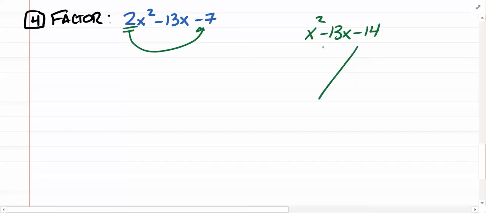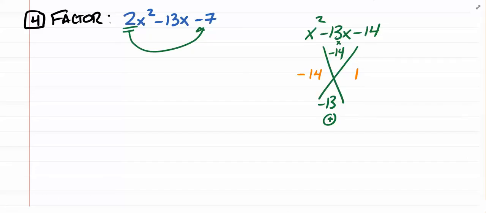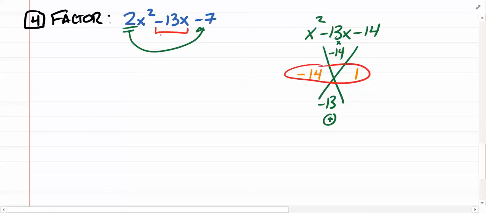From here, I make a diamond problem. Negative 14, negative 13. Two numbers that add to that and multiply to that. Can you find the two numbers? Yes, hopefully you realize that it's negative 14 and the number 1. When you add those two numbers up, they give you negative 13. When you multiply them together, you get negative 14. So therefore, the way that we split up the number negative 13 is going to be negative 14 plus 1.